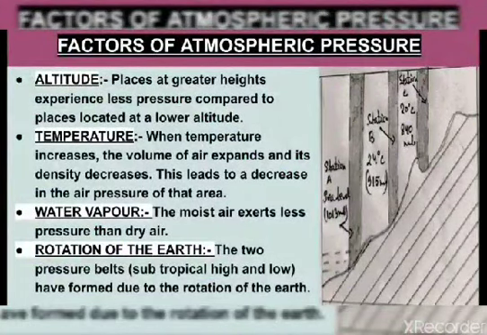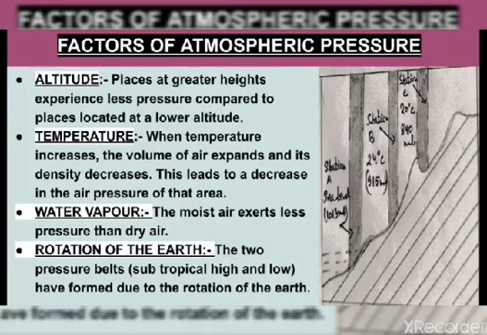The first is altitude. The places at greater heights experience less pressure compared to places located at a lower altitude. Air pressure is the highest at the sea level and decreases with altitude. In the higher altitudes the air is very thin and there is insufficient oxygen in the air. So the density of air decreases with altitude and the pressure exerted by it also decreases. The temperature falls by 1 degree Celsius for every 165 meters of ascent. Earlier you learned about the normal lapse rate.